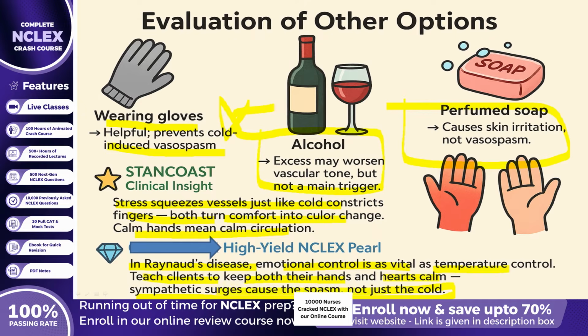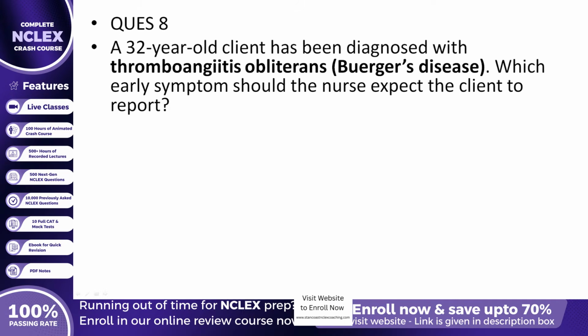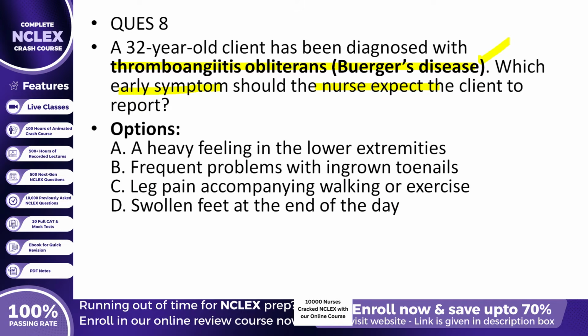Moving forward with another insightful clinical scenario, imagine a 32-year-old client who has been diagnosed with thromboangiitis obliterans, commonly known as Buerger's disease. The question focuses on identifying which early symptom this client is most likely to report. The options provided are A. A heavy feeling in the lower extremities, B.